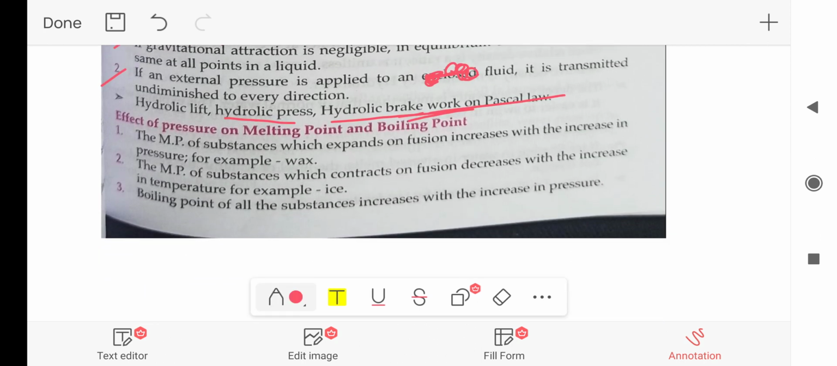Next, effect of pressure on melting point and boiling point. The melting point of substances which expand on fusion increases with the increase in pressure. For example, wax. So melting point increases with the increase in pressure, like wax. Next, the melting point of substances which contract on fusion decreases with the increase in pressure. For example, ice. In the same way, the boiling point of all substances increases with the increase in pressure.